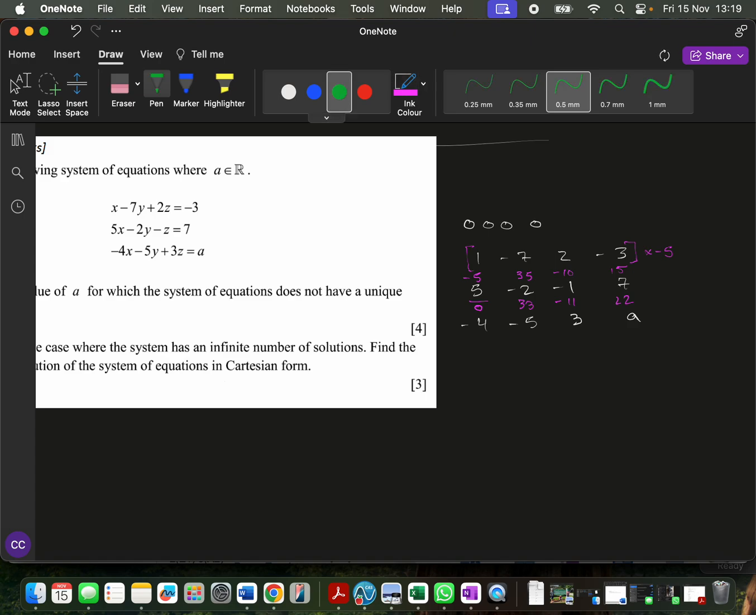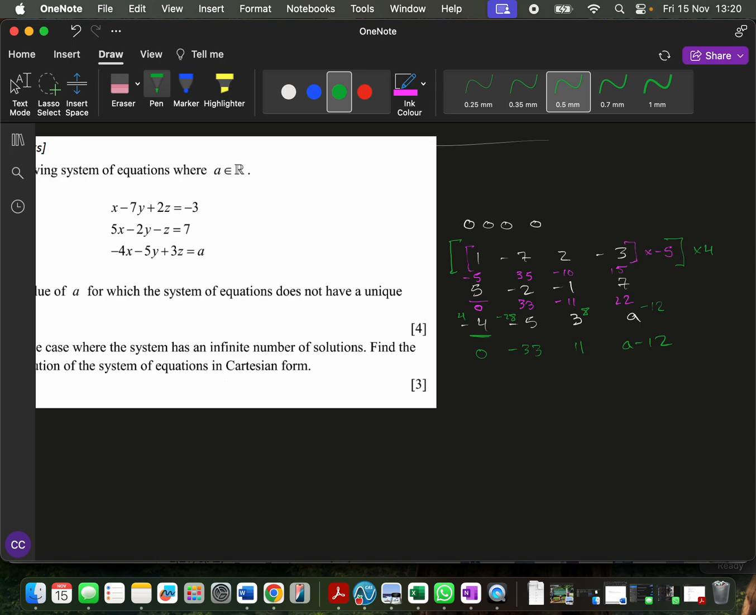I'm going to do a similar thing on this top row, and multiply it by 4 so I can get rid of this one. So that'd be 4, and then -7 times 4 is -28, 2 times 4 is 8, and -3 times 4 is -12. That would yield me 0, -33, 11, and A - 12.